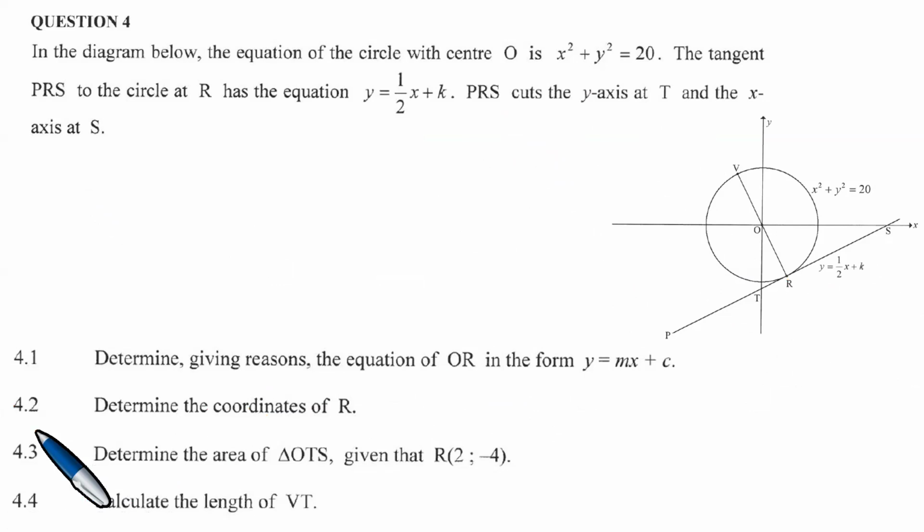So we have the following. Right, so now let's look at 4.1. Determine, giving reasons, the equation of OR in this form. What is the equation of OR? Obviously, you have O and R, and O is the origin.